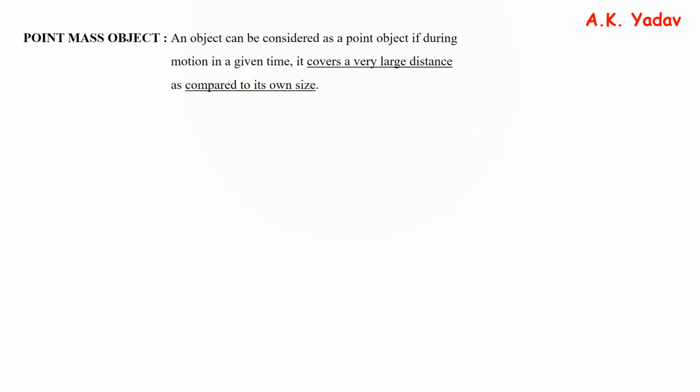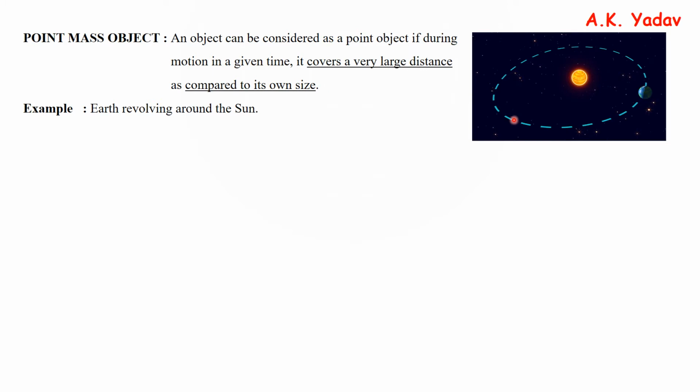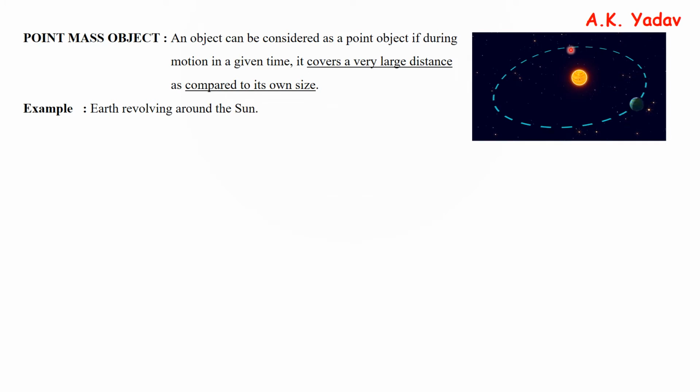Now let us understand point mass object. An object can be considered as a point mass object in a given time during its motion if it covers a very large distance as compared to its own size. For example, the earth revolving around the sun. As you can see in this animation itself, the distance covered by the earth revolving around the sun is very, very large as compared to the size of earth. So the earth here is considered as a point mass object.